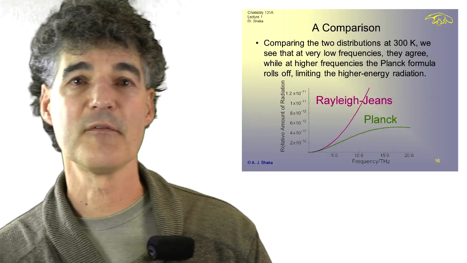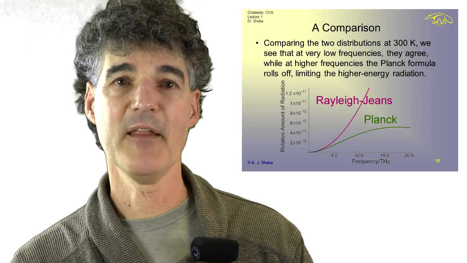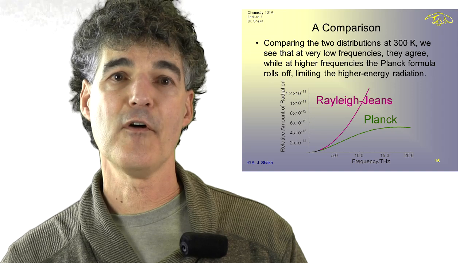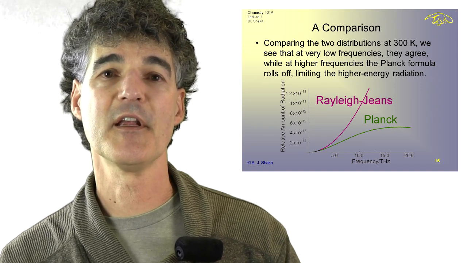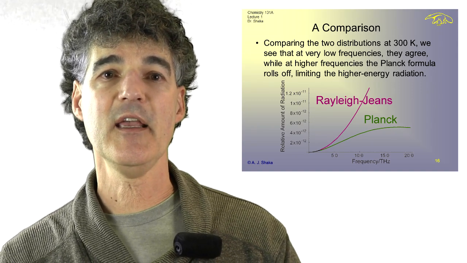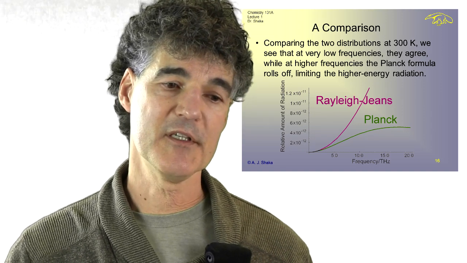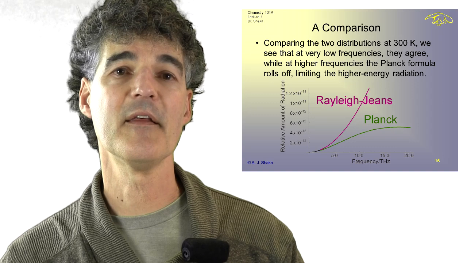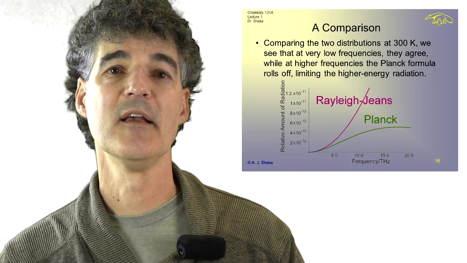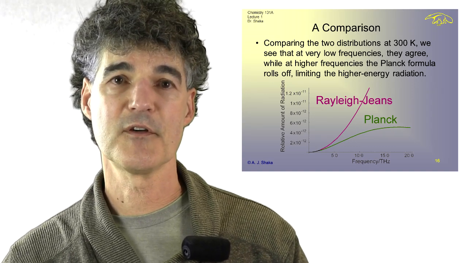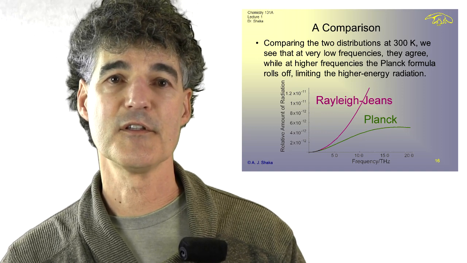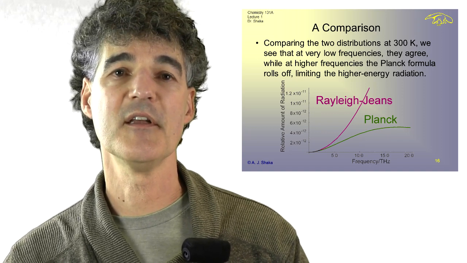So here's a graph. Planck is in the green and Rayleigh-Jeans in the sort of pink color. And you can see that for a certain temperature of 300 Kelvin, they agree at very, very low frequency where the quantization is very small. And then as the frequency increases, Planck actually follows the observed distribution almost exactly, and Rayleigh-Jeans diverges more and more from it and would continue to go up.